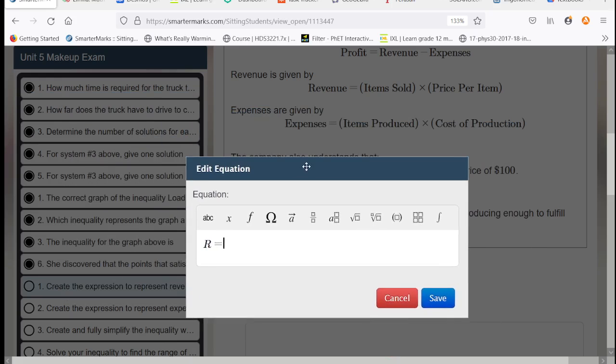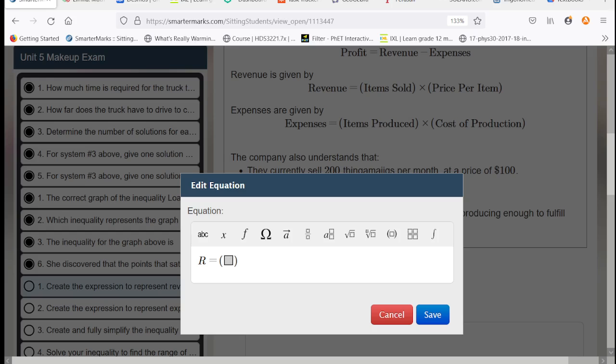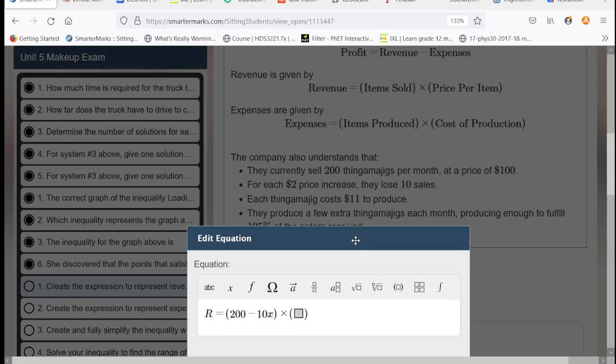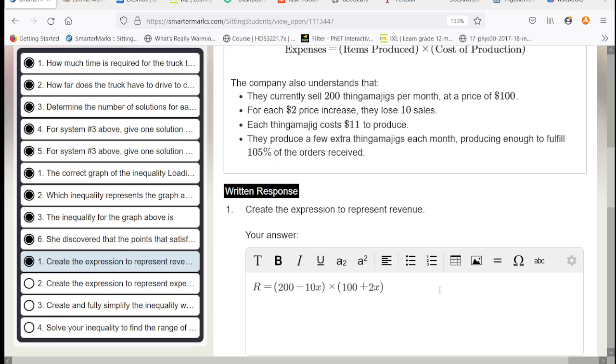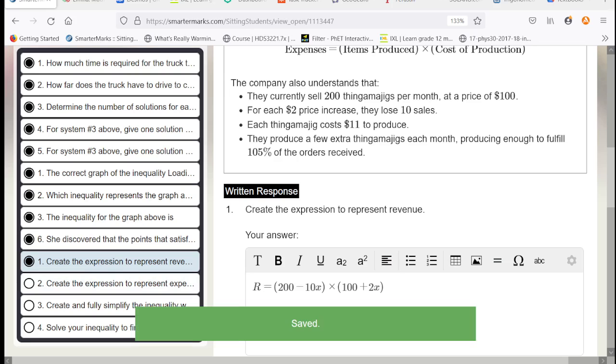So revenue is items sold times price per item. The items sold is 200 minus 10x, where x is the number of $2 price increases. The whole bracket is the number of sales. Now for the price per item, they're currently $100 plus the $2 increase. So that is our revenue expression.